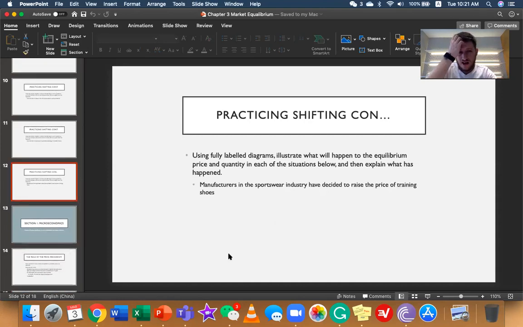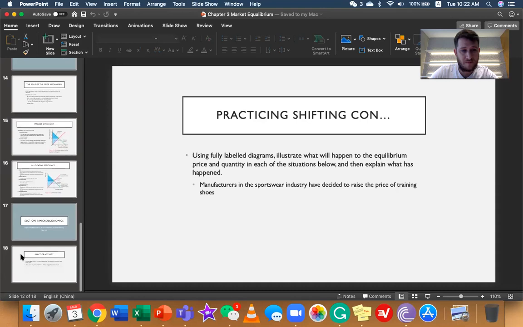Last one here. Manufacturers in the sportswear industry have decided to raise the price of training shoes. So is there a non-price determinant? No, there's not a non-price determinant. What is changing? Price is changing. The only thing that's changing is price is going up. That's it. There is not a movement of the demand line or of the supply line. There's just a movement of the price. So this is not a shift, this is a change in price.